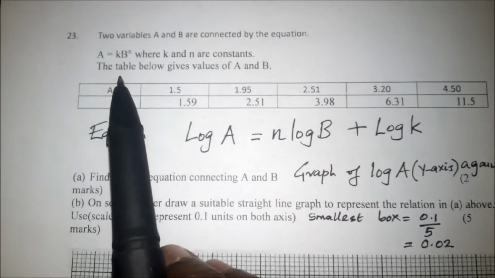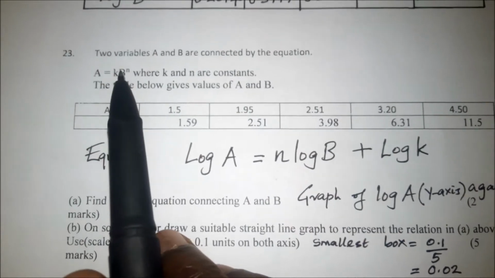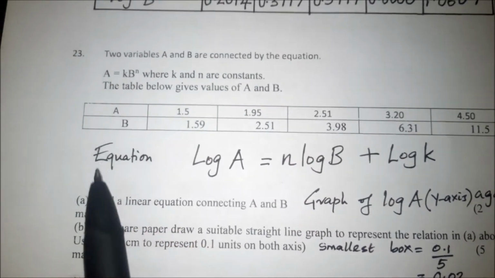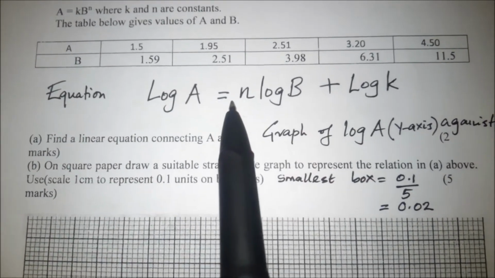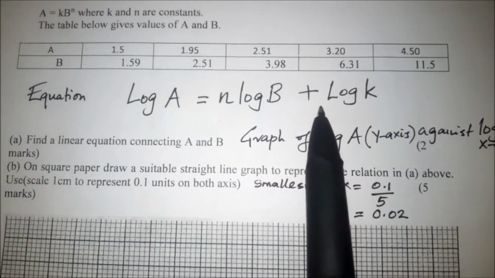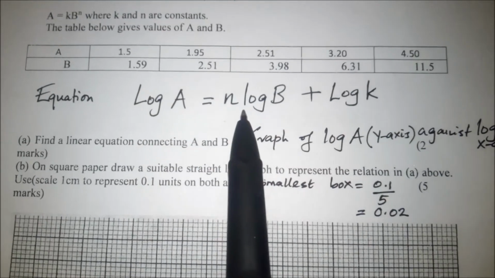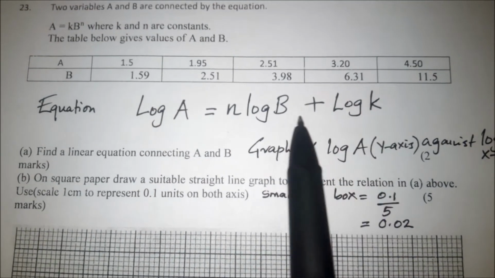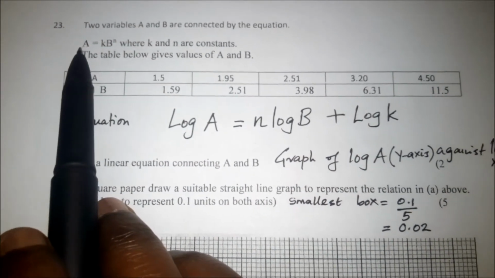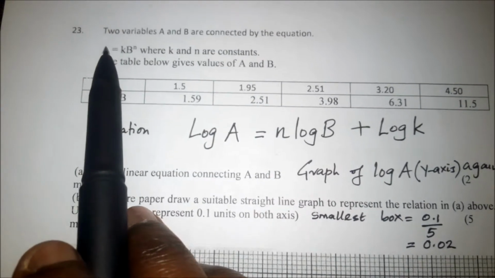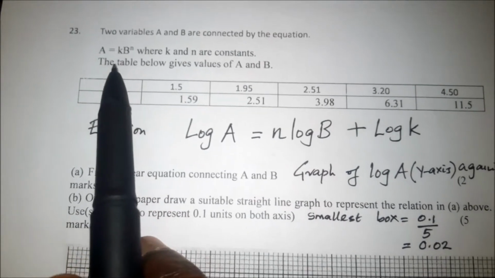Because we have an exponential equation, we need to convert this exponential equation, or power equation, into a logarithmic linear equation, so that now we have the logarithm of A. In other words, we take logarithms of the whole equation.